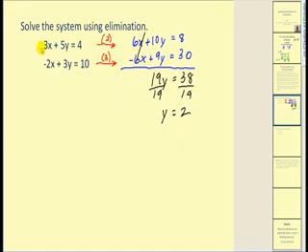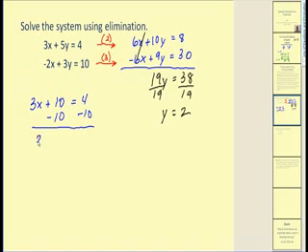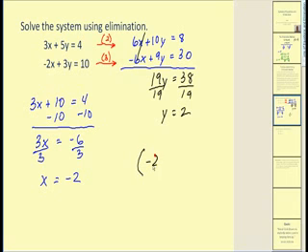We're going to take this value, sub it into one of these equations, and then solve for x. I'll go ahead and just use the first equation. We have 3x plus 5y, but we now know y is 2, so that would be a 10 is equal to 4. Subtracting 10 on both sides, dividing by 3, we have x is equal to negative 2. Therefore, our solution to this system would be x equals negative 2, y equals positive 2. So we can classify the system as consistent and independent.